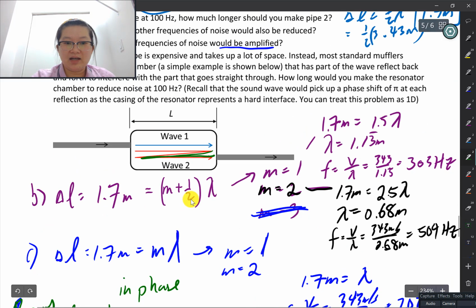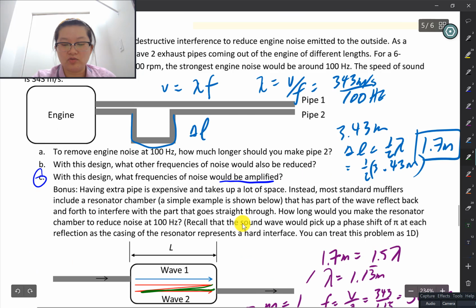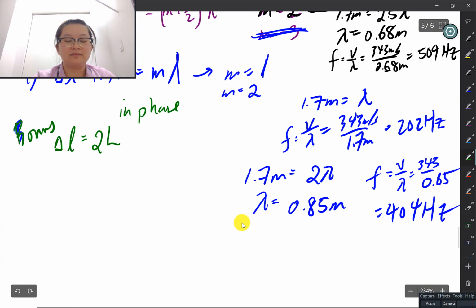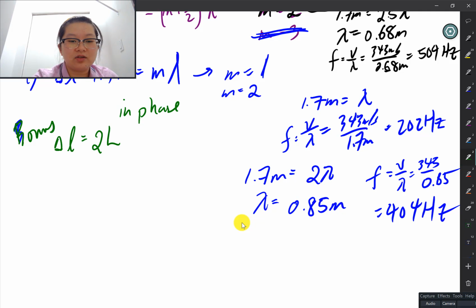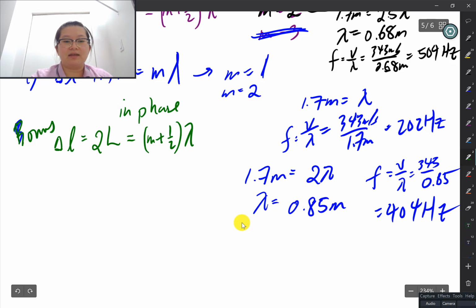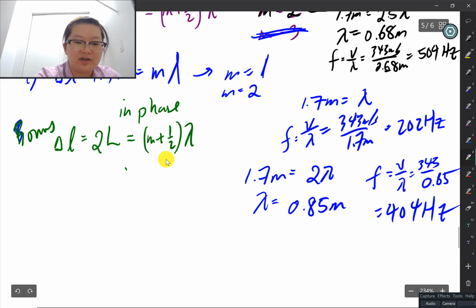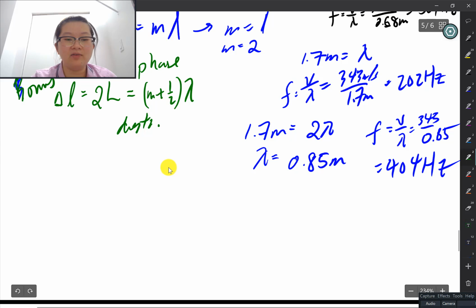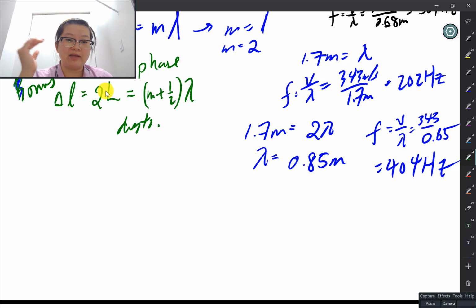Okay, so because of that, we're going to look at a constructive interference. Oh, sorry, we're going to look at destructive interference, in which, again, we're going to get m plus 1/2 times lambda to get destructive interference. Okay, because remember, we want to cancel out this noise. We don't want our car to be so loud. We also want to make L as low as possible, because we don't want a resonator chamber to take up so much space.